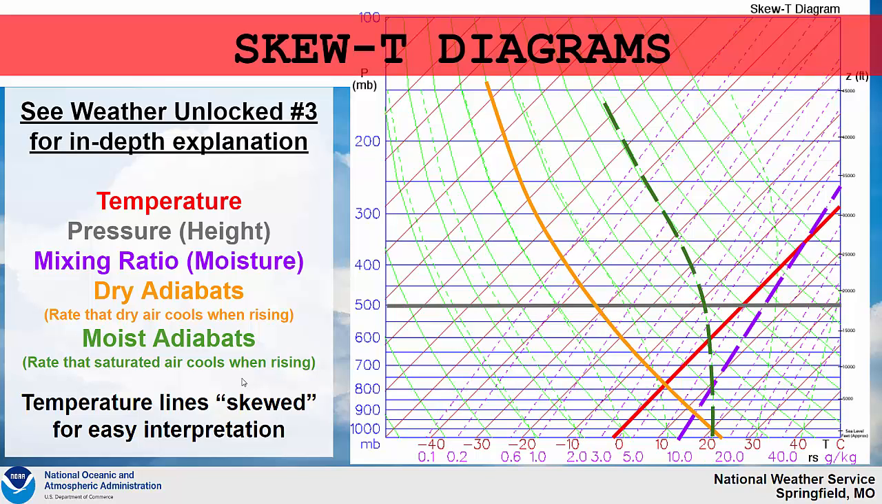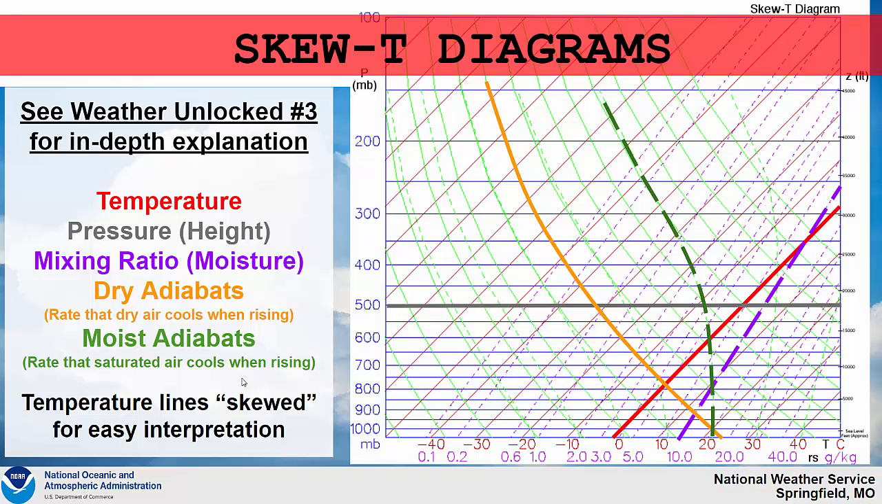And then we have moist adiabats, which is kind of the same thing, but it's the rate at which moist or saturated air cools while rising. The rates are different for saturated versus unsaturated air because when air is saturated, it condenses into clouds, which releases more heat. That means that it's going to slow down the cooling process of that air that's rising. So basically, saturated air cools at a slower rate than dry air.